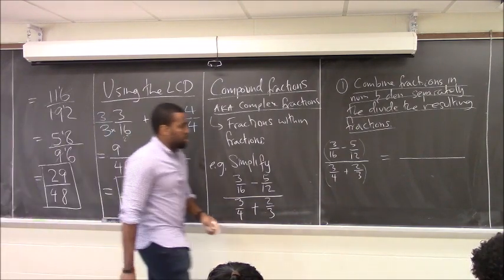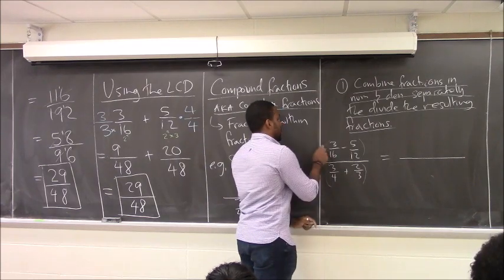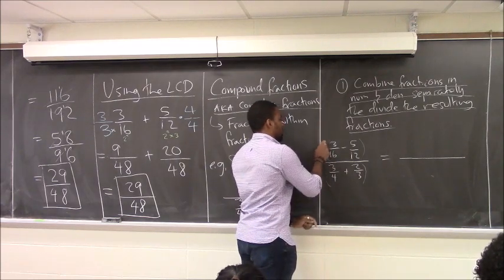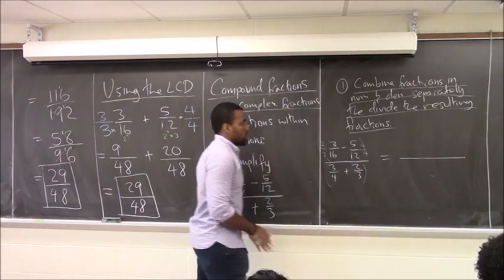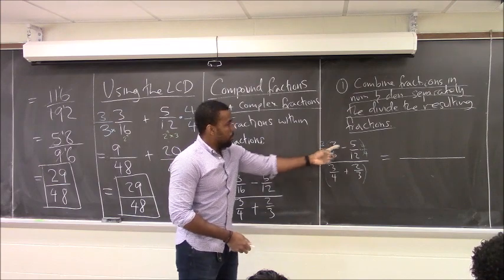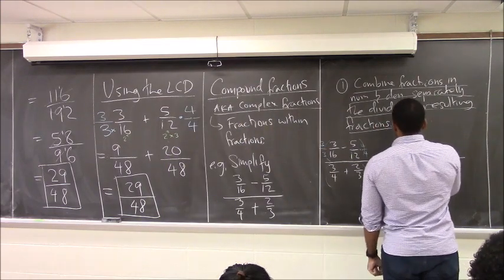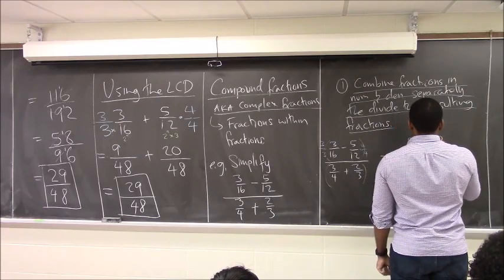Well, we play the same game. Remember that the LCD here was 48. So I'm going to multiply this by 3 over 3, multiply this by 4 over 4. So that becomes 9 minus 20. So this will be 9 over 48 minus 20 over 48.